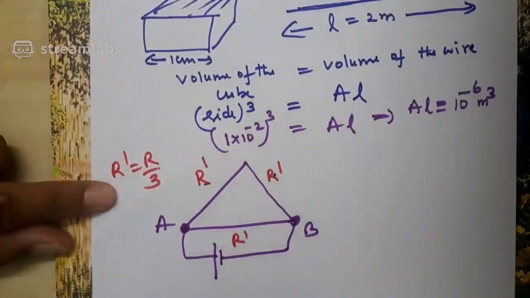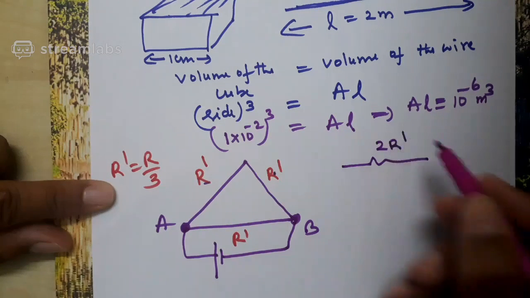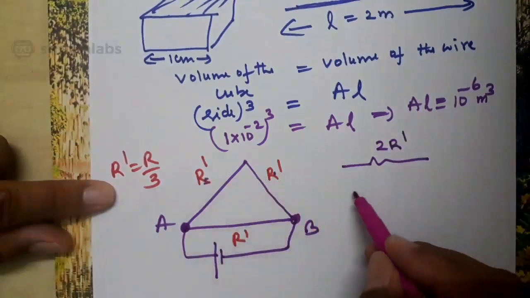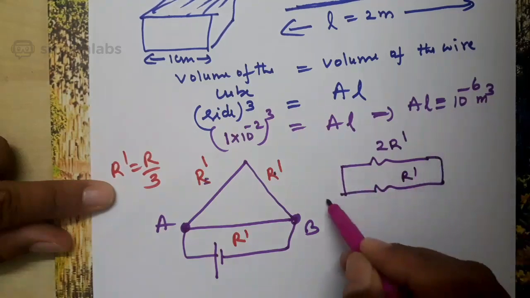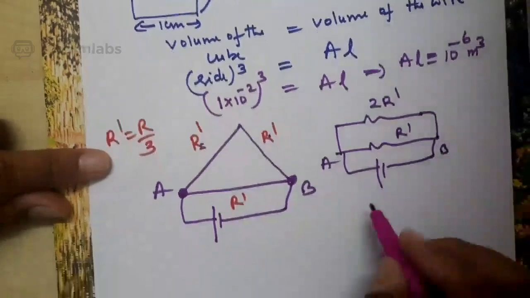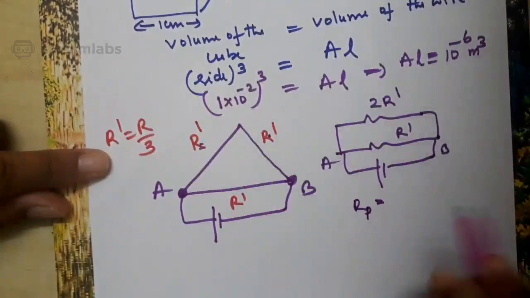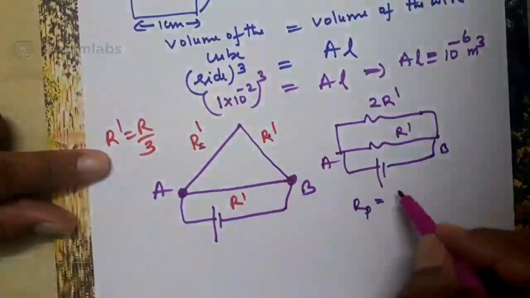How are these two connected? Series. I can replace it by a resistor of 2R dash, R dash plus R dash. How is that 2R dash connected to R dash? In parallel, correct? Between A and B, how to find the effective resistance? Parallel, RP formula. You understood, no? R dash and R dash are in series, 2R dash. And the 2R dash is connected in parallel with R dash.